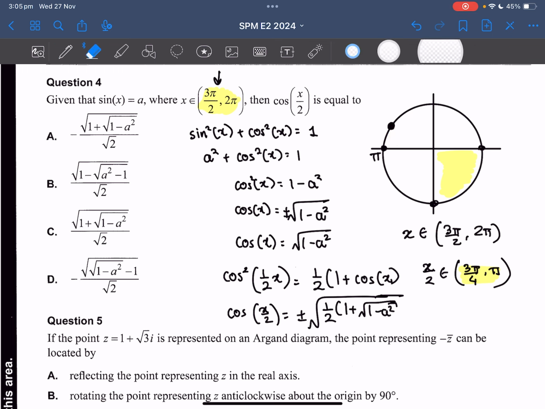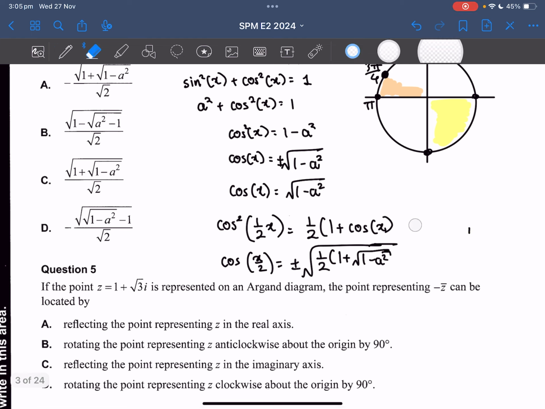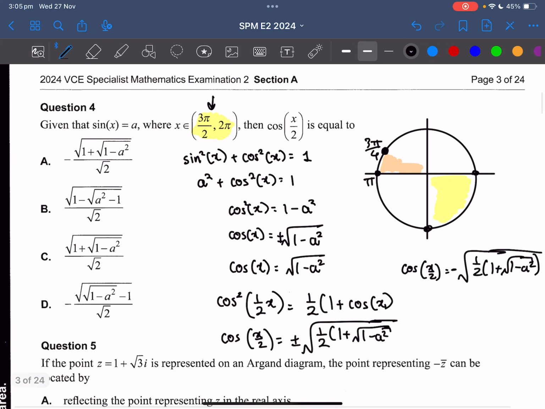Well, it's not going to be the whole region, it's going to be this region over here. So yeah, 3 pi on 4 and pi. Since we are in the second quadrant, what happens to cosine? Cosine is negative in the second quadrant. So therefore, we'll take the negative root. So cosine of x on 2 equals minus the square root of 1 on 2, 1 plus the square root of 1 minus a squared. Now let's see which options actually match that.